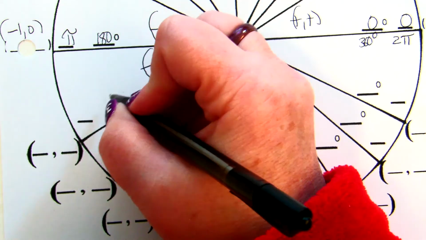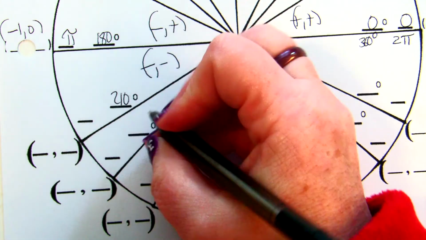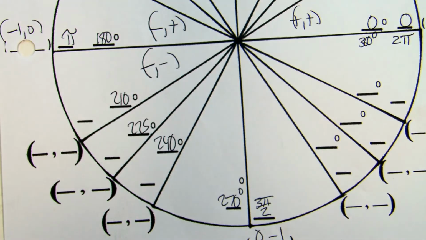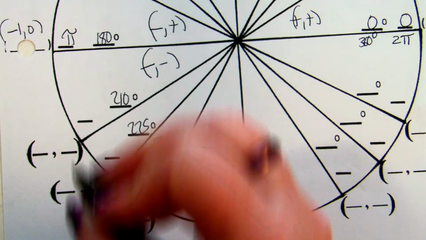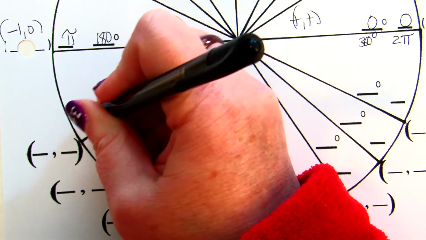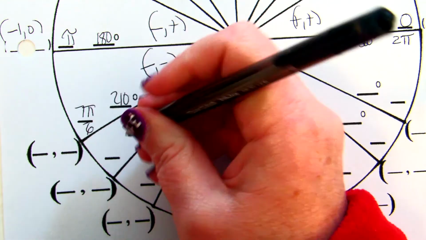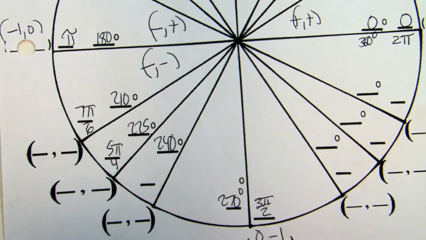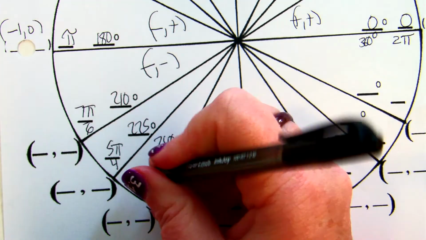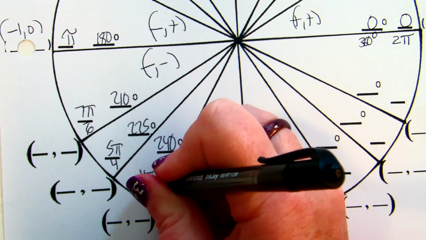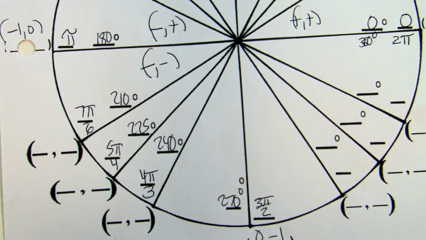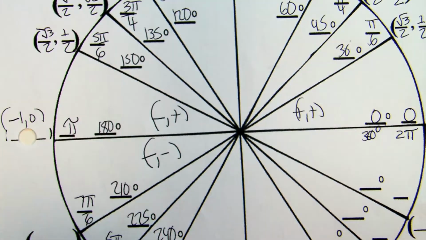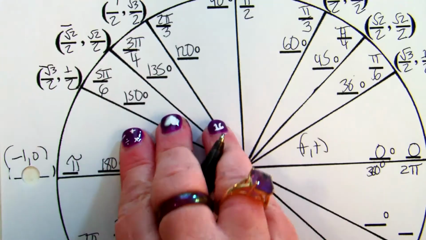So after 180 is 210, 225, 240. And it's 7 pi over 6, 5 pi over 4, and 4 pi over 3. So we're going to take this quadrant and reflect it twice. So we're going to take these answers and reflect them down.